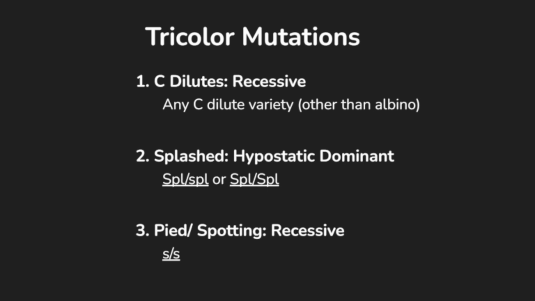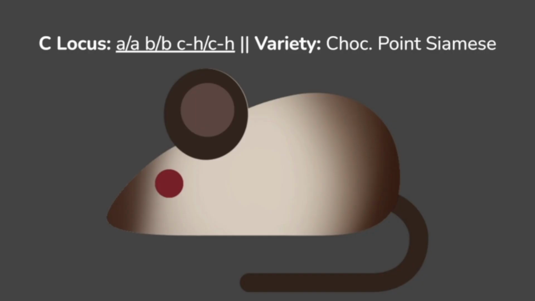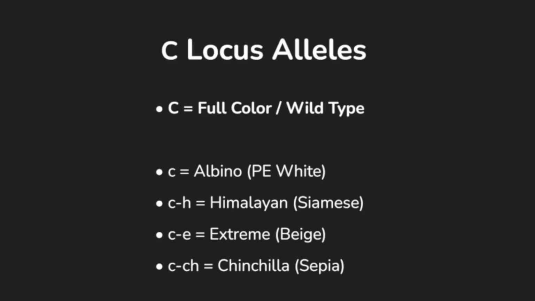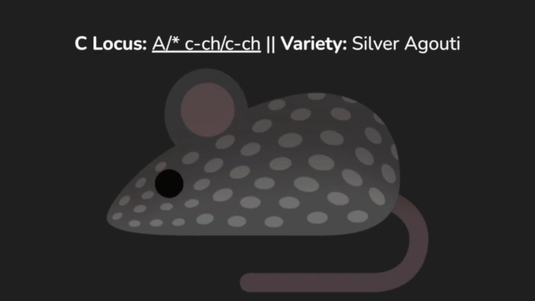And all of that is important because tricolor has to be based on C dilutes, but splashed does not work on albino, so you cannot use albino specifically for tricolors. Any other combo would work, like any of the Siamese, mock chocolate, Himalayan, even silver agouti would work.